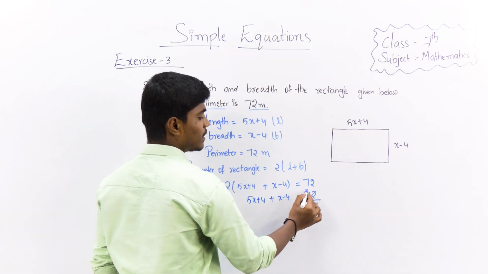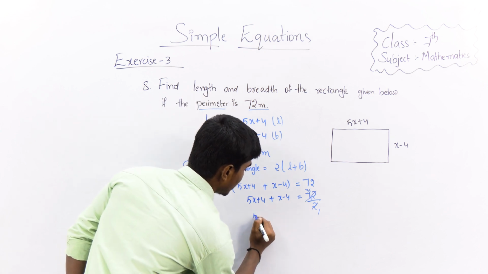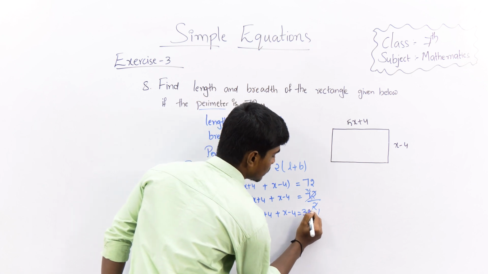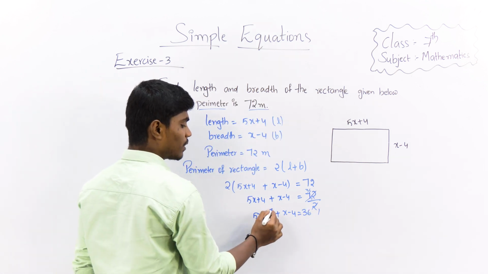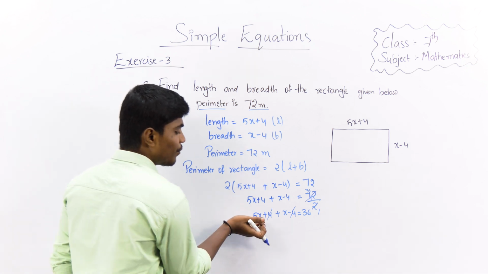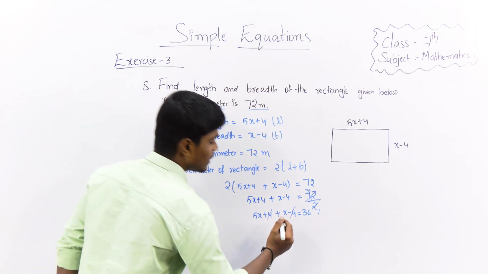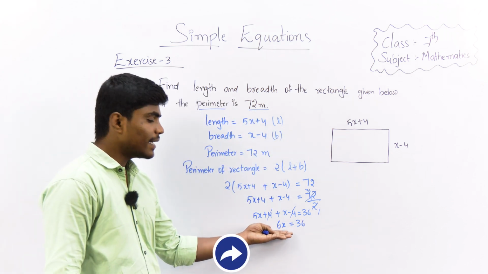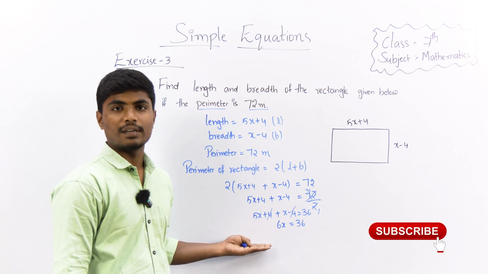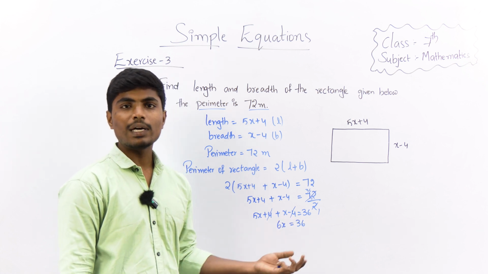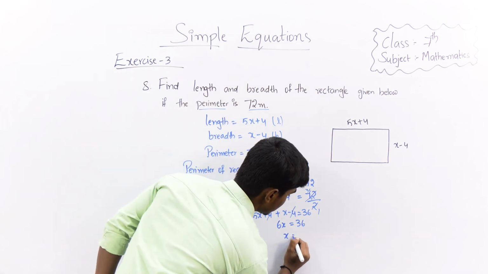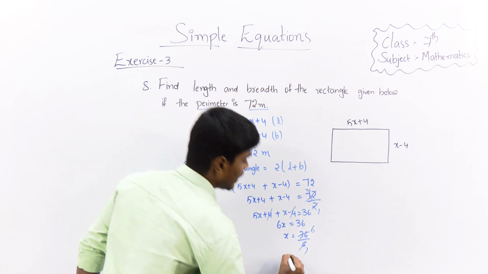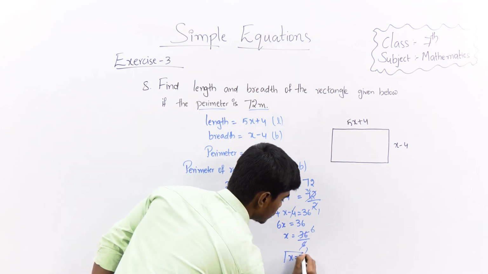72 by 2 is 36. So 5x plus 4 plus x minus 4 is equal to 36. Plus 4 minus 4 gets cancelled and 5x plus x is 6x. So 6x is equal to 36. Here 6 is multiplying on the left side. If we move it to the right side, it will divide. So x is equal to 36 by 6, which is 6.